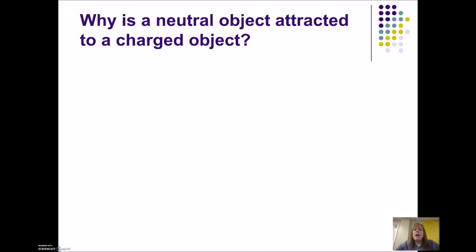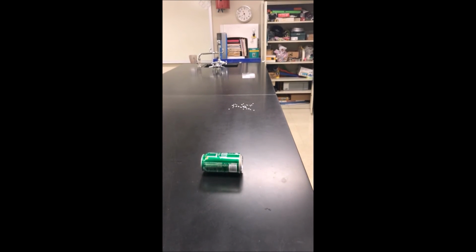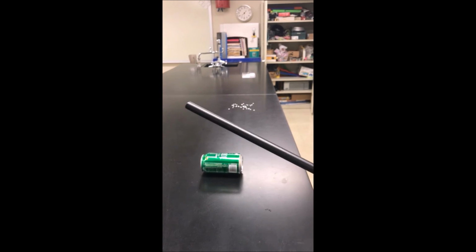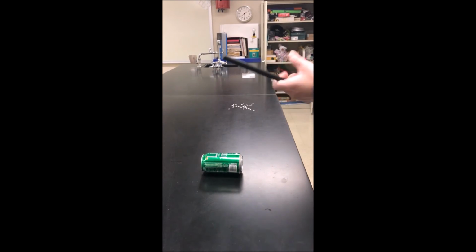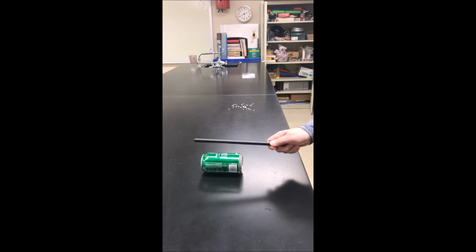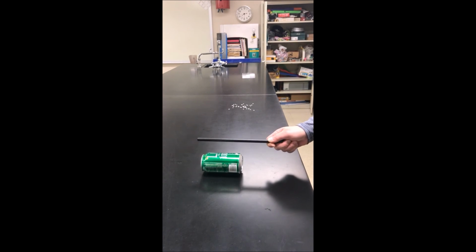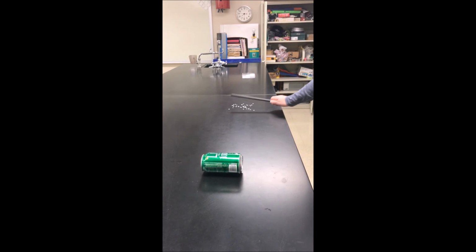Now, why are neutral objects attracted to charged objects? You know what? Let's take a look at a video because that's pretty cool. One really cool phenomenon is that charged objects can attract neutral objects, whether they're conductors or insulators. So here I have a soda can, and here's my plastic rod. Right now my plastic rod's not charged, so I'm going to touch it and make sure there's no charge on it. And notice that there's no interaction with my conductor, the metal soda can, or with this paper insulator.